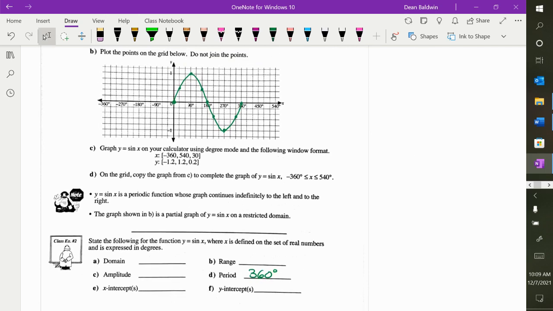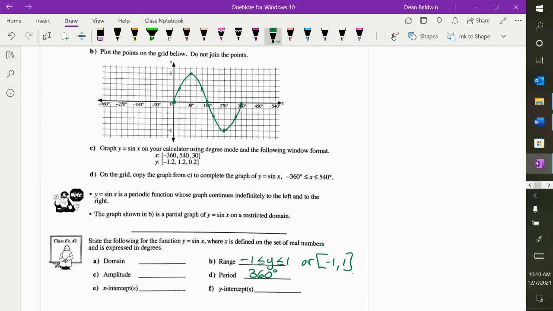What is the range of the graph? 1 and -1. Range is the y values, right? So range is always 1 and -1. I should have written it this way. That's better. It just oscillates between 1 and -1.